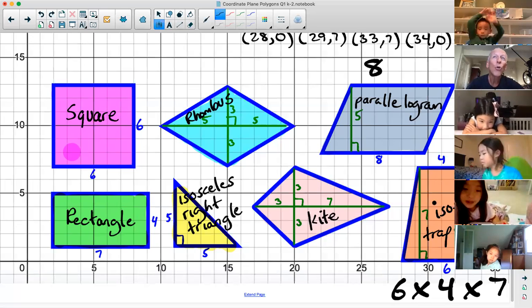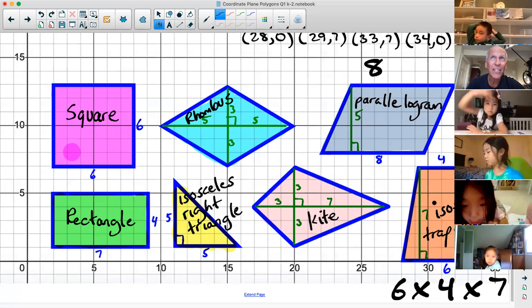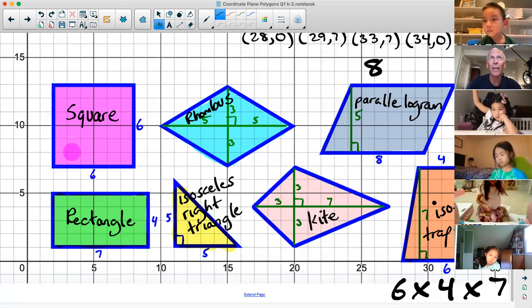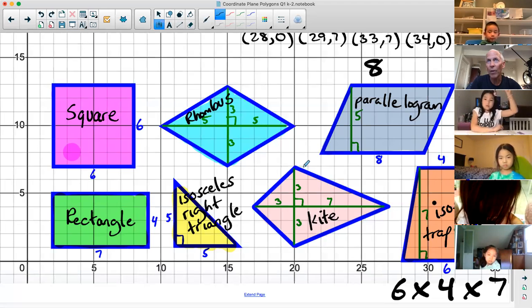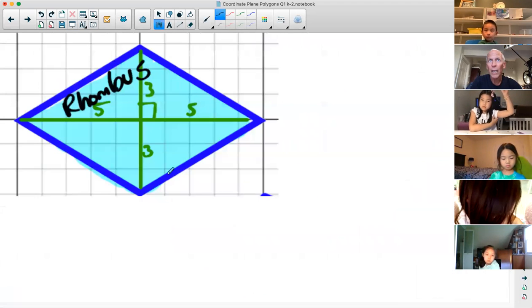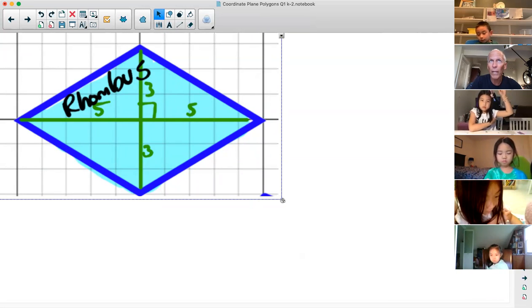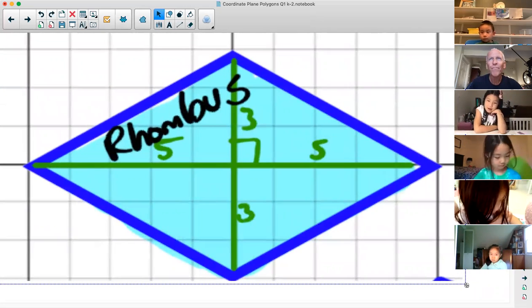Now, who can find the rhombus? And this one's going to be harder to name. I don't know if anybody is going to get this. So what Mr. David is going to do right now is copy this to another page and see if you guys could name the rhombus. It's definitely the hardest one so far. Alice, what do you think? 5 by 3 by 3 by 5.